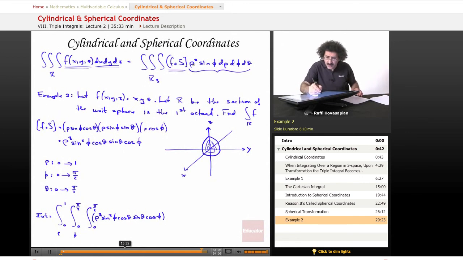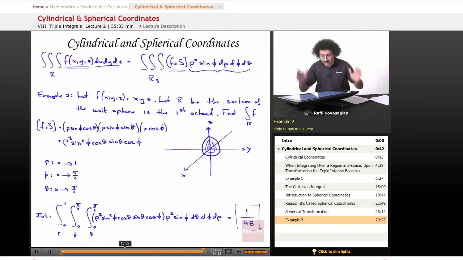That's the f of s part. And now we have to do the transformed volume element. So rho squared sine phi. And then we did theta first, so we do d theta, d phi, and d rho. That's it. When you put this into your mathematical software, you end up with 1 over 48.